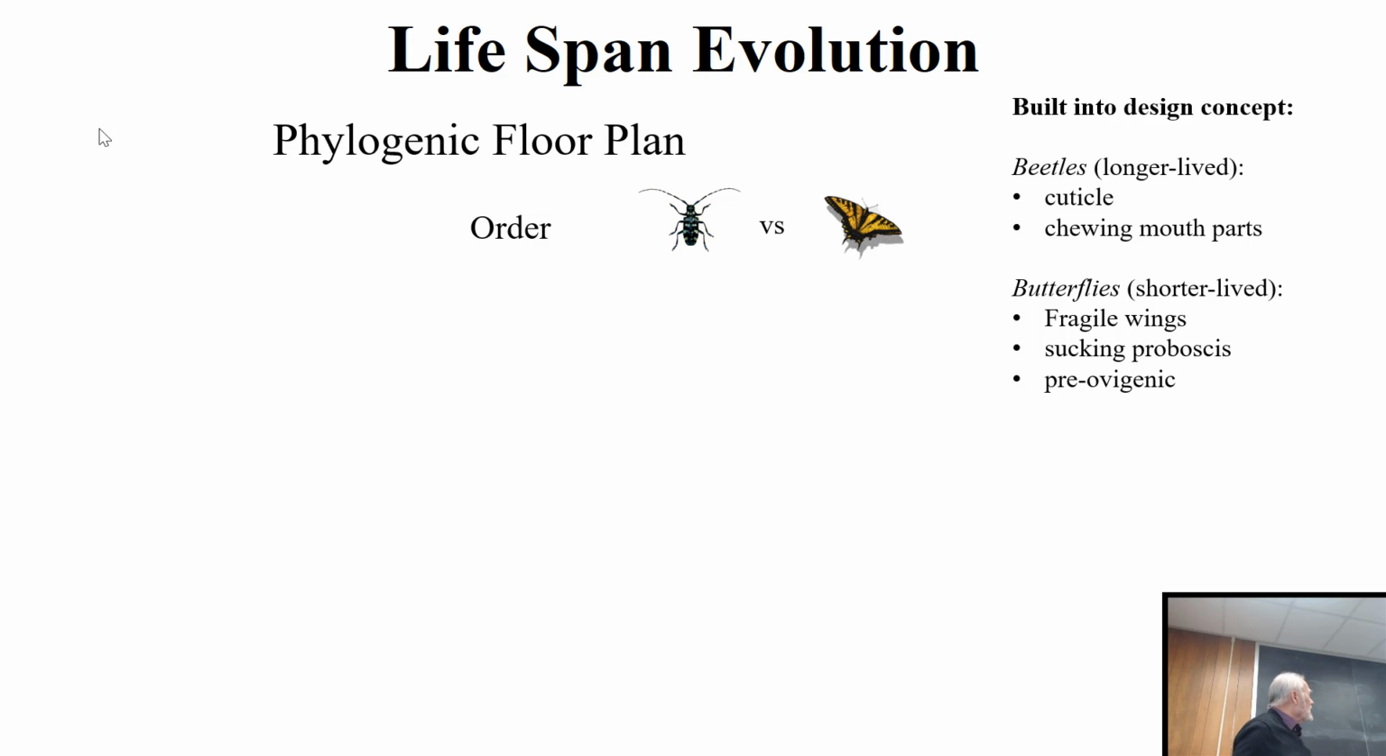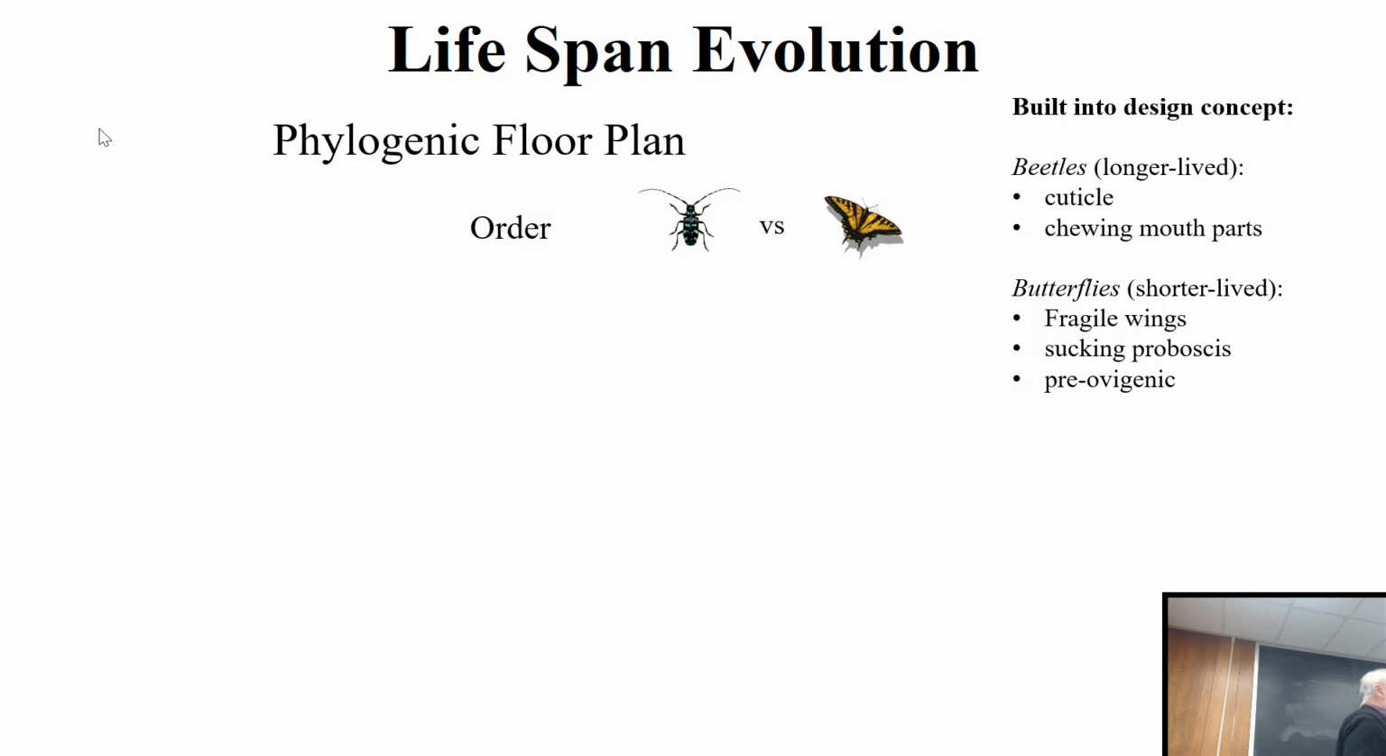Okay, and so here's lifespan evolution. It's what I call the phylogenetic floor plan. It's called the bauplan for the biologists. They call it that. It's basically the floor plan. And basically, you start out, that's a starting point, is that you have long-lived groups and short-lived groups. It's built into the design for being long-lived or short-lived, okay?